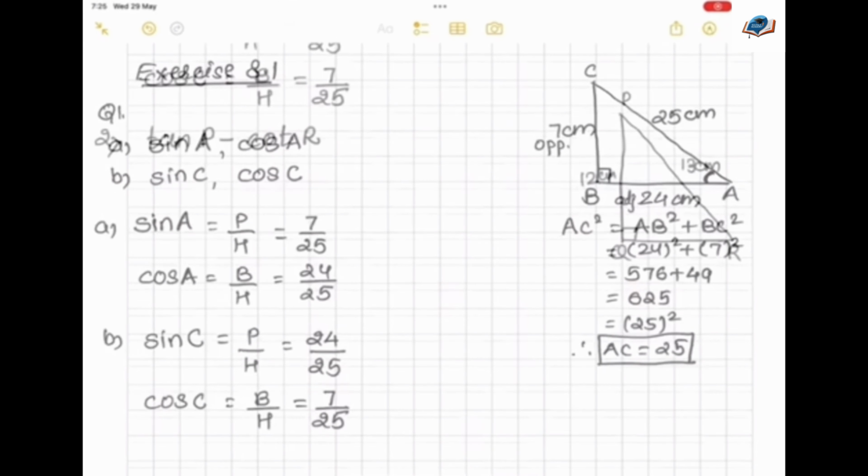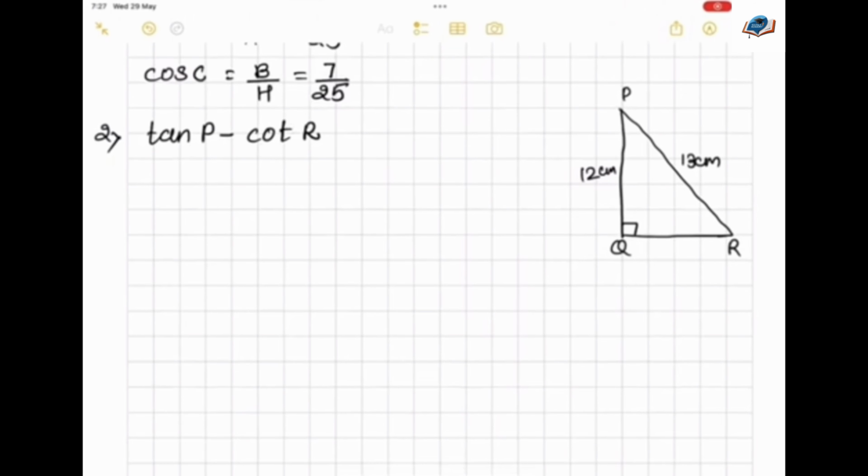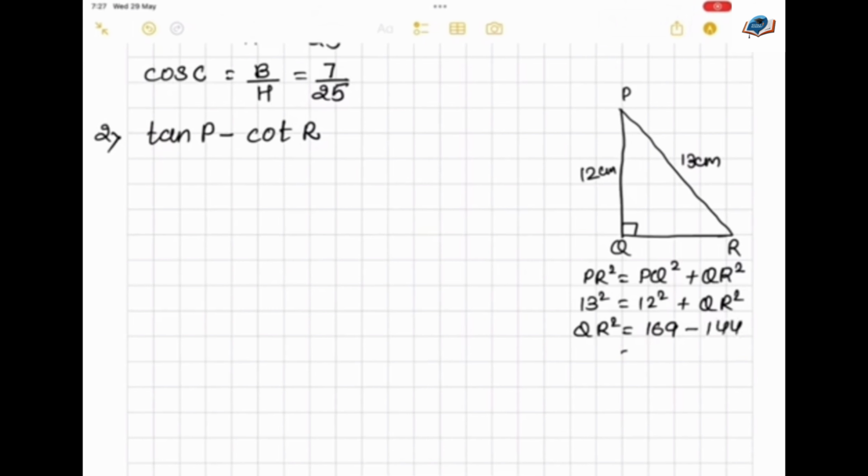Now question 2 says find tan P minus cot R. I am given two sides, that is hypotenuse and perpendicular, base is not given. So again I have to use the Pythagoras theorem to get the base, or the adjacent side, first. So PR square equal to PQ square plus QR square. So 13 square will be 12 square plus QR square. So 169, QR square will be 169 minus 144, that will be 25. That is QR equal to 5.